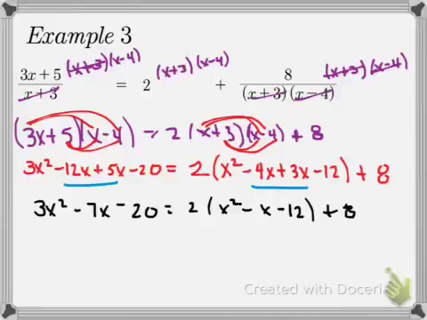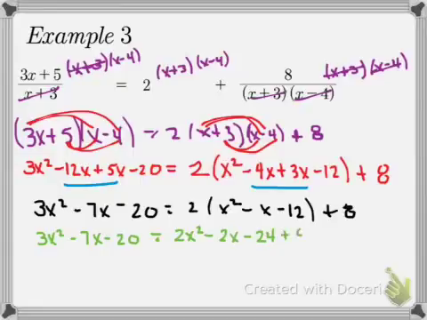Alright, so this left side is still 3x squared minus 7x minus 20. If I distribute the 2 through the parentheses, that would give me 2x squared minus 2x minus 24 and then plus 8. Okay?